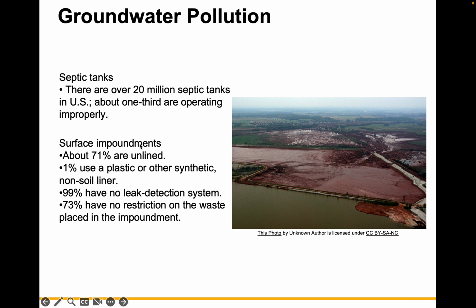And surface impoundments. Surface impoundments, if you don't know what they are, are usually earthen structures that are designed to keep in liquid waste. 71% of these surface impoundments are unlined. Only 1% use a plastic or other synthetic non-soil liner. 99% of impoundments have no leak detection system. And 73% have no restriction on the waste that's placed in the impoundment.